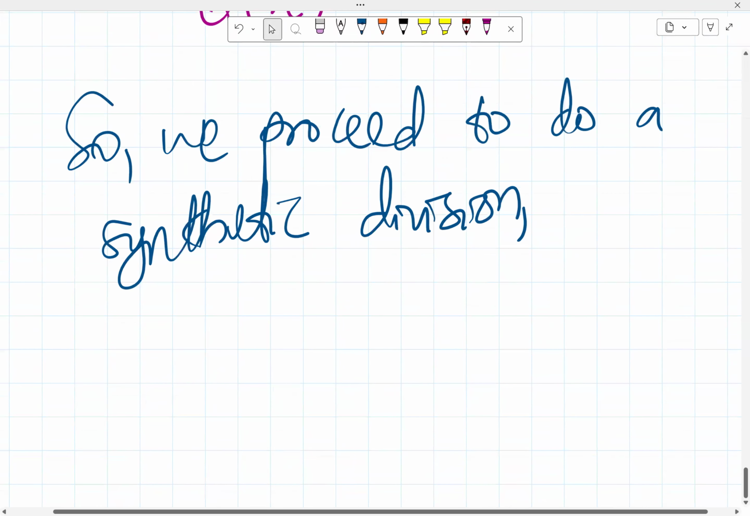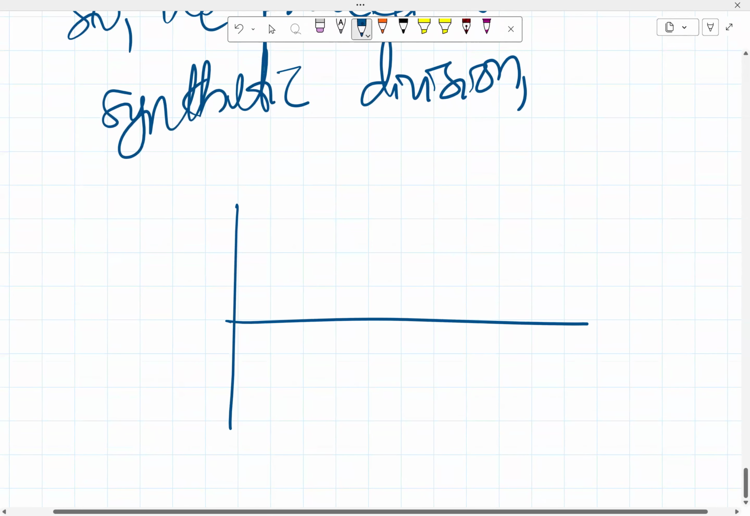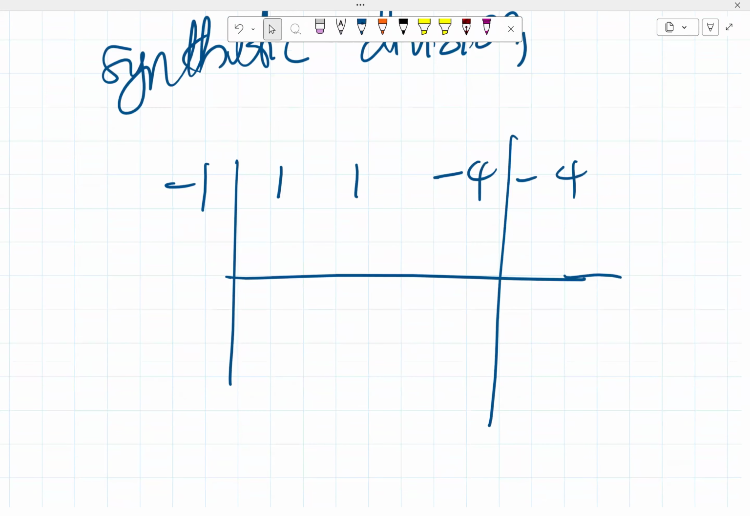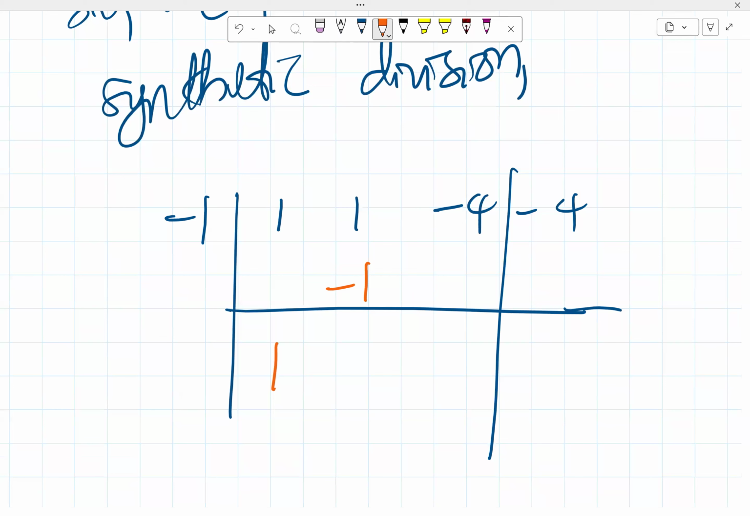And then on the other side, we have minus 1. So we have 1, 1, minus 4, minus 4. I like to set this apart. And then I have minus 1 right here. So we know that means that x plus 1 is going to be a factor for sure. So what do you do first? Drop this 1. Then minus 1 times minus 1, that's minus 1. So 1 minus 1 is 0. Next, minus 1 times 0, you have 0 right here. Then minus 4 plus 0, that's minus 4. Then minus 1 times minus 4, that's plus 4. 4 minus 4 plus 4, that's 0.